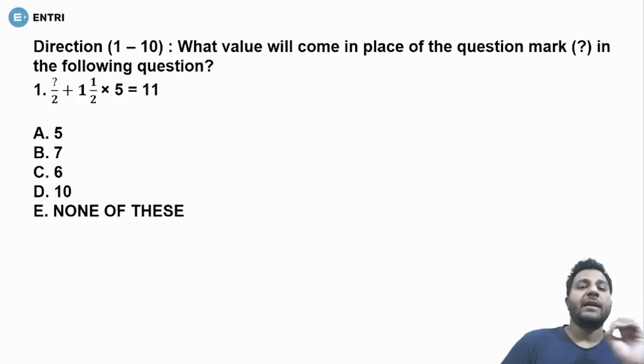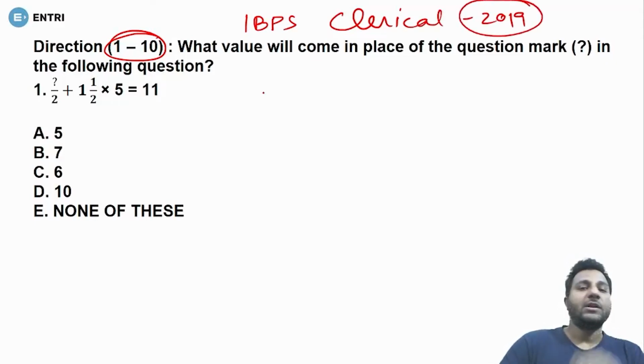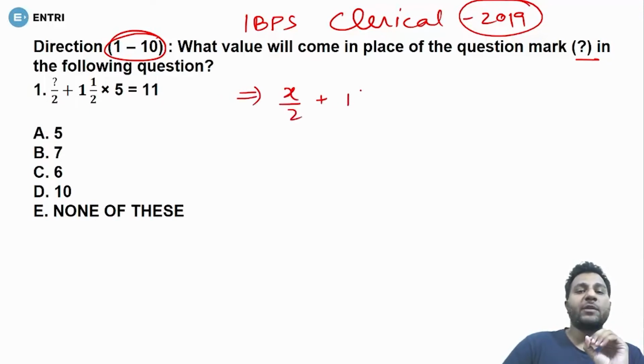Here are 10 questions which were asked in the IBPS clerical examination in 2019. Let's see what value will come in place of the question mark in the following questions. So here is the first question. Look at this. Let's say that you will write down (x/2 + 1) whole, 1 by 2, into 5 is equal to 11.